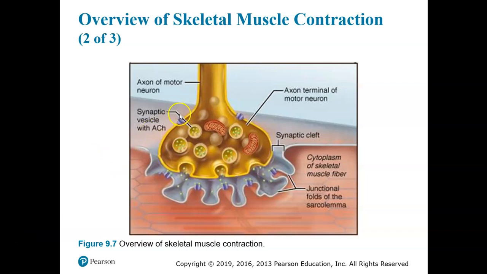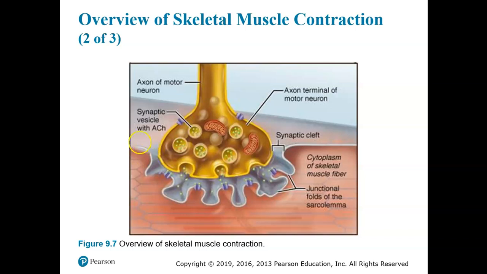Okay, what we're looking at here is a neuromuscular junction, and that is where the axon terminal of the neuron is shown in yellow. So this is the axon terminal. It's the end of this axon branch that is swollen. It's swollen and it contains synaptic vesicles, and those synaptic vesicles contain acetylcholine, those little green molecules inside.